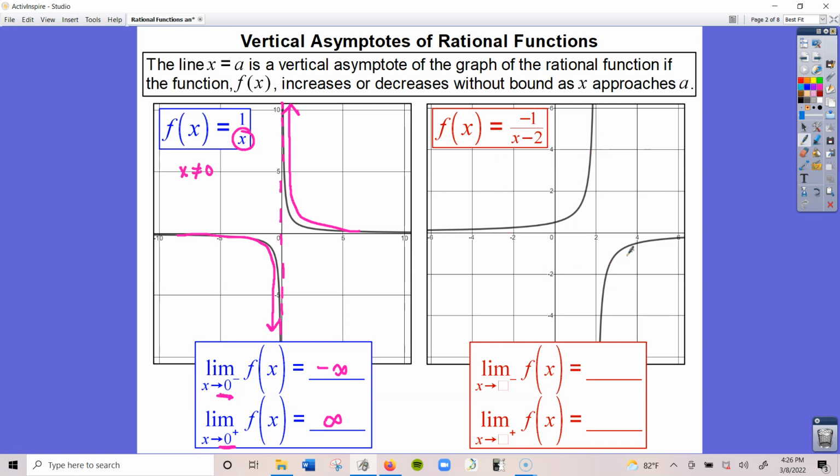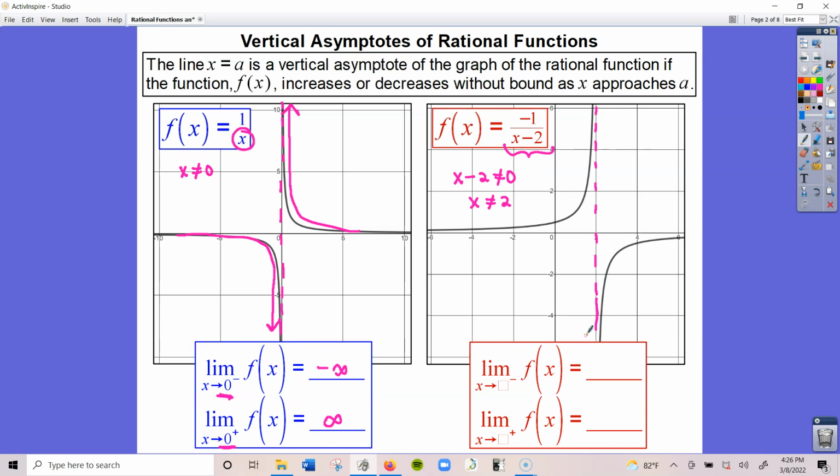If we look here on this graph, you'll notice that we have a vertical asymptote here at 2. And again, I know it's at 2 not just from the graph, but because from my denominator, if I make it not equal to 0 and I solve for x, I get that x cannot equal 2. That is my excluded value, so that means that I have a vertical asymptote at x is equal to 2.